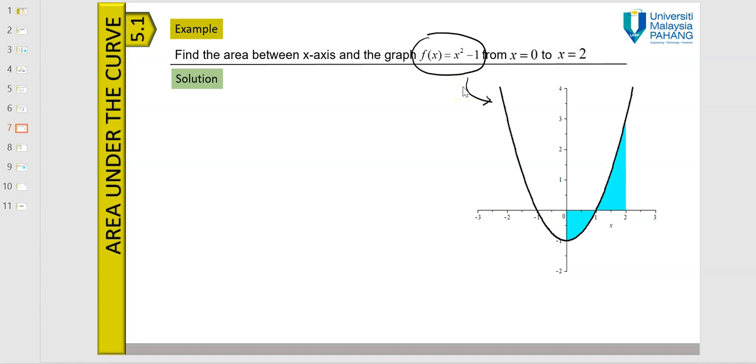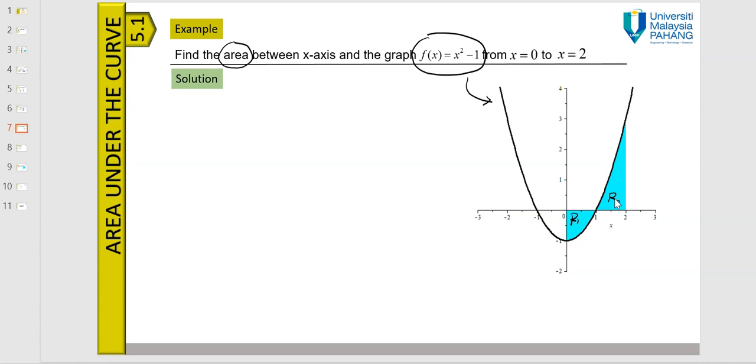And then from x equal to 0 to x equal to 2. So we must find where the region for this area is, okay? So this is your curve, and you are asked to find from 0 to 2. If you can see here, 0 to 2 is somewhere here, which means that you have two regions here. Okay, I will note this as region 1, and this as region 2. Alright. So how to find the area here?